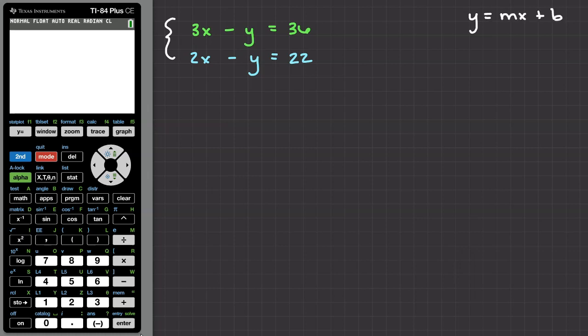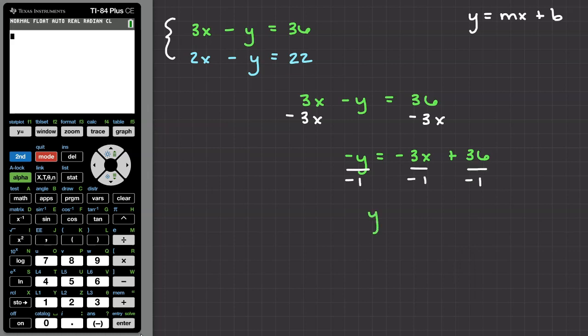Let's start with the green equation, the first one. I've got 3x minus y equals 36. To get started, let's subtract 3x from both sides of the equation. Now I have negative y equals negative 3x plus 36. Our last step will be to divide all terms in the equation by negative 1. In slope-intercept form, I have y equals 3x minus 36.